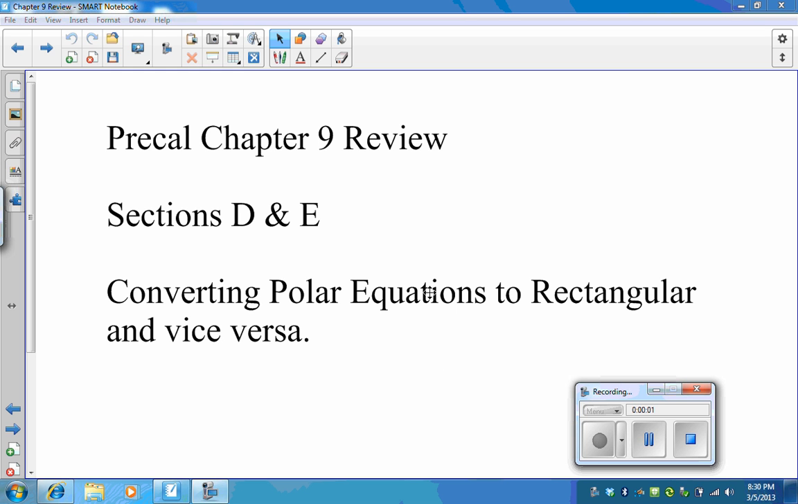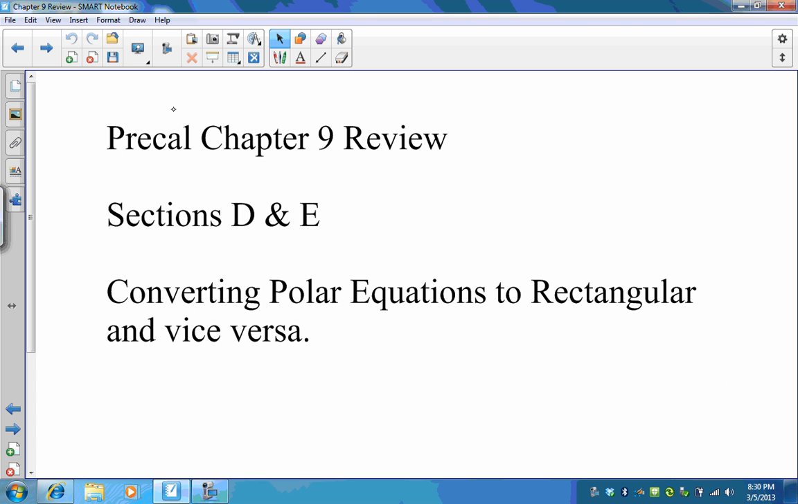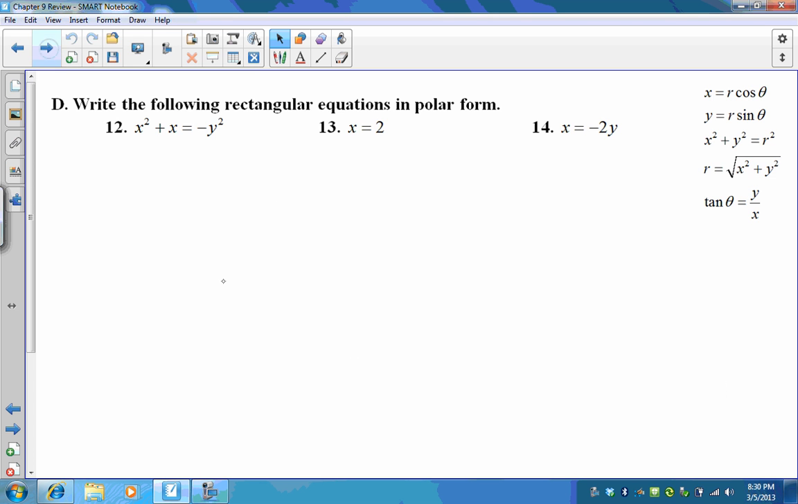Alright, moving on with the next section of the review. This is converting equations back and forth between polar and rectangular. Let's look at these three examples, and here are the formulas that we're going to be using right here. I will not give you these formulas on the test. You need to know those, but we're going to have those sticking right there just for reference.